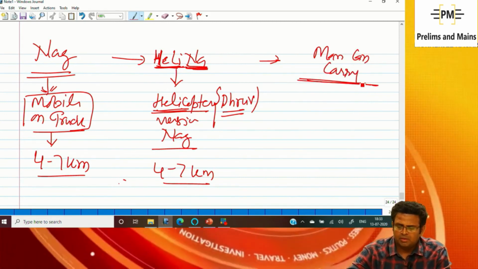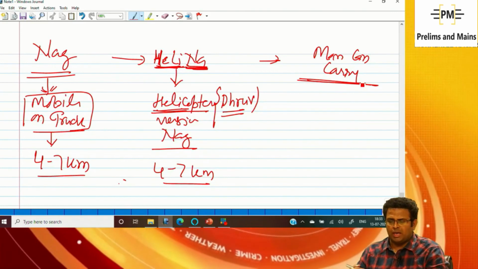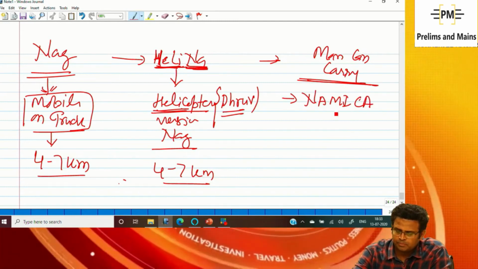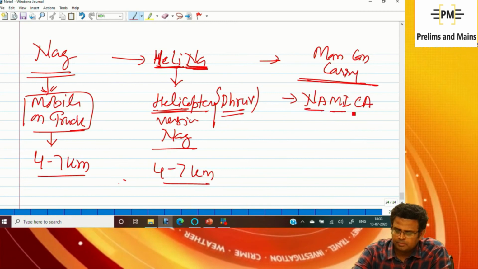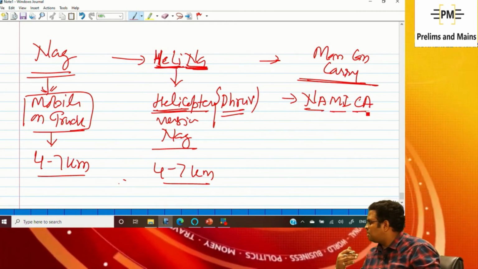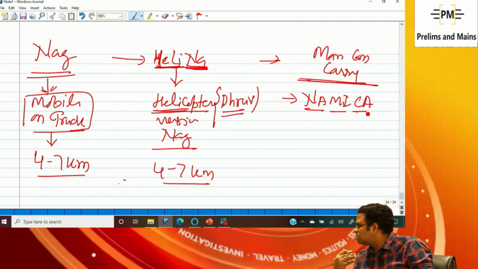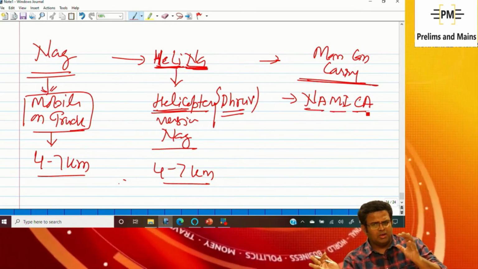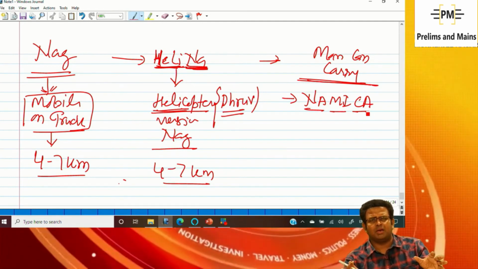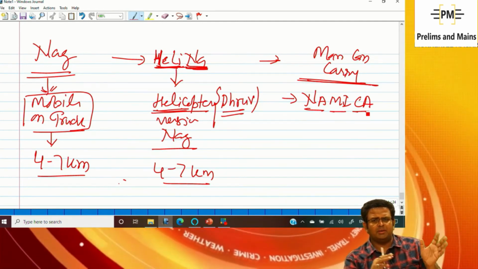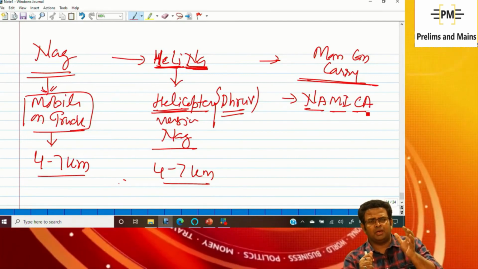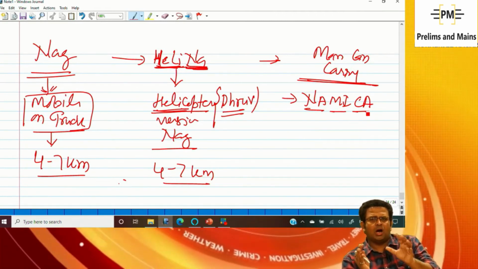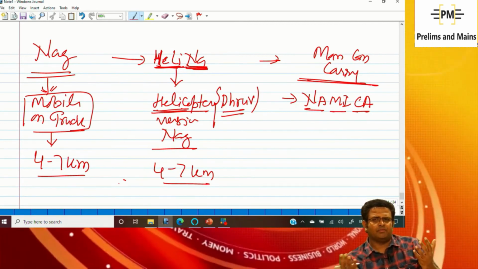the Nag version. When a man can carry the Nag version, it is known as Namika. There is no need to memorize the formation of the years of missiles, but when you keep on reading, years come here and there, it doesn't matter. I will say it is sufficient. Agni 5 means, I will tell you one program, IGDMP, the Integrated Guided Missile Development Program. At that time you will come to know how India has gone for this kind of development programs.